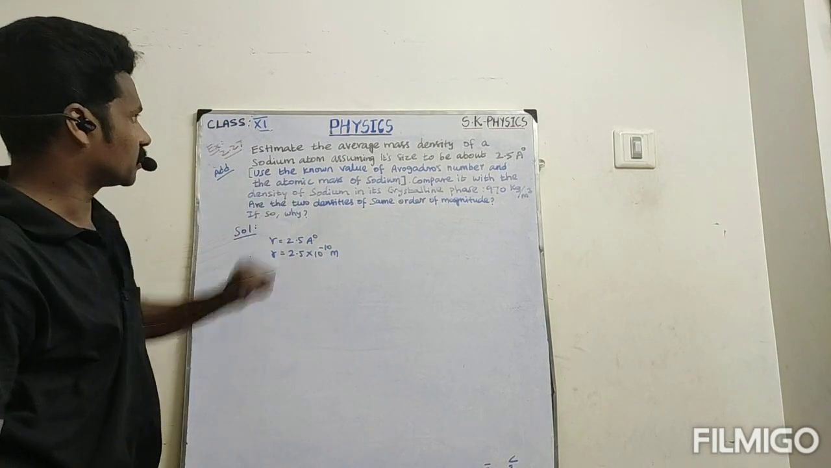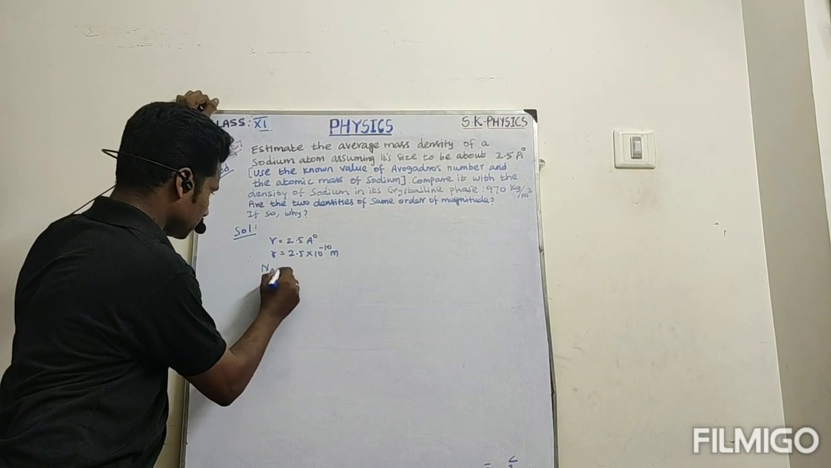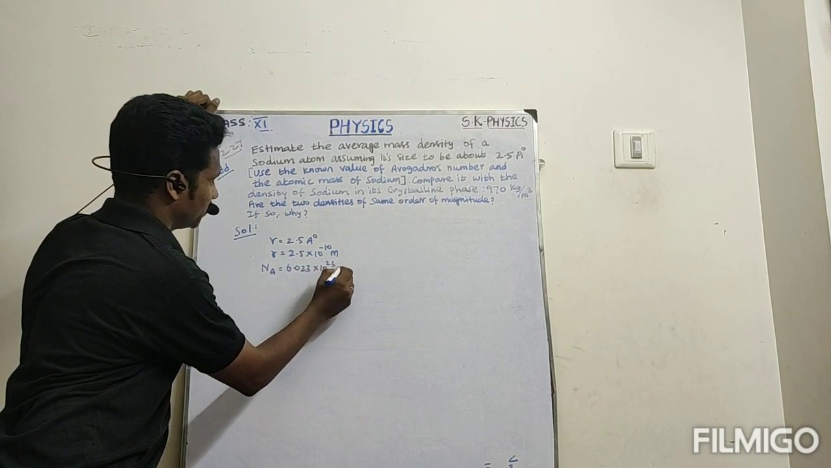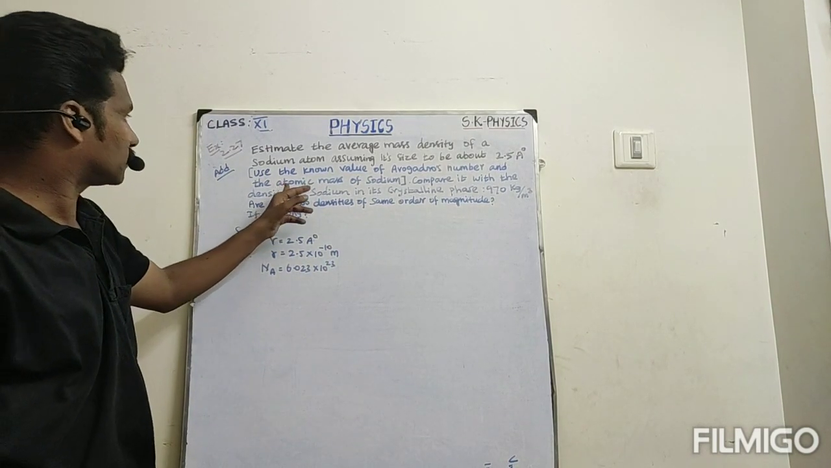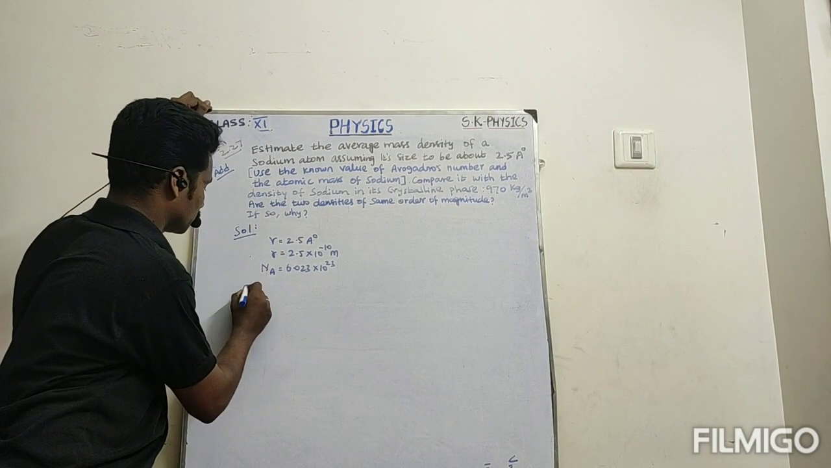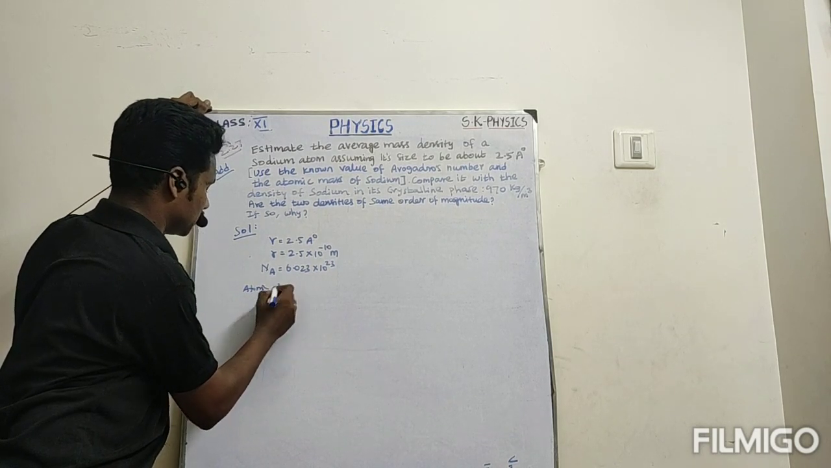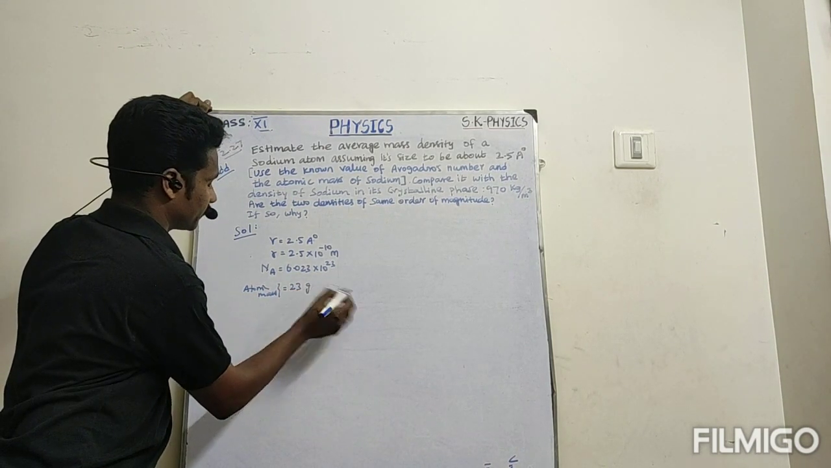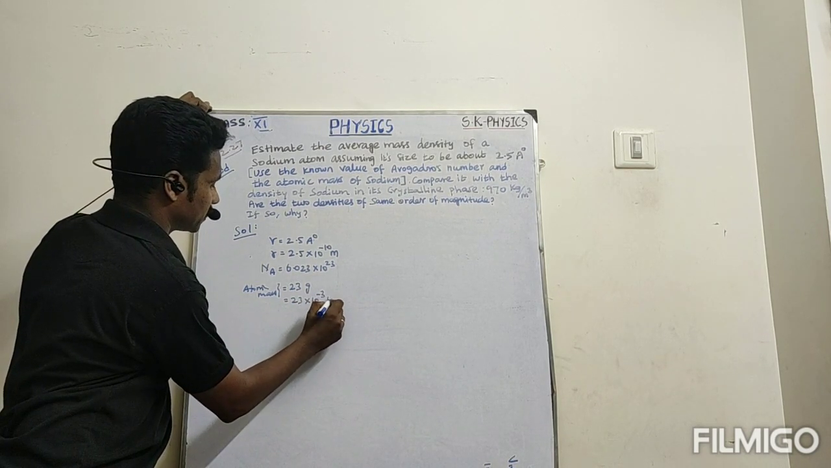Use the known value of the Avogadro number. So Avogadro number is 6.023 into 10 power 23 per mole. Then the atomic mass of the sodium is actually 22.9 something. So I'll take 23 gram, that is I can write as 23 into 10 power minus 3 kilogram.